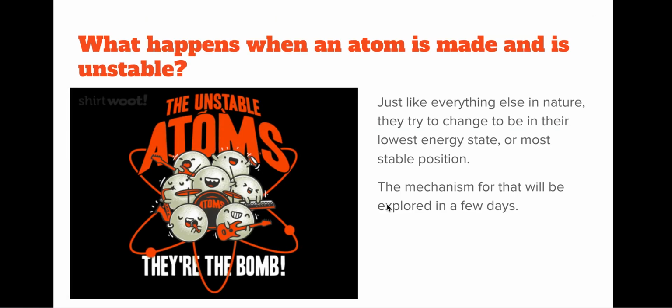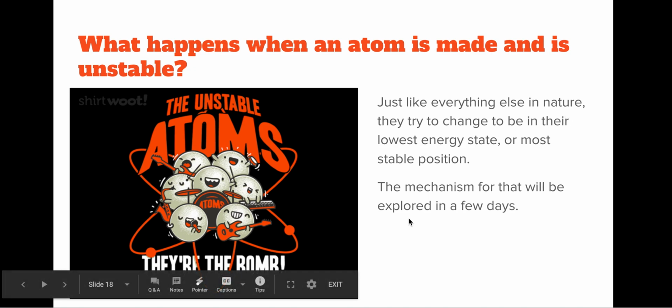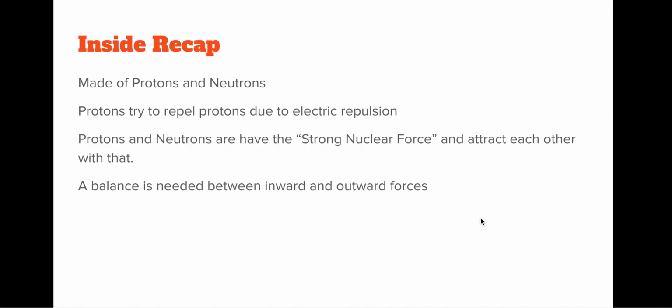What happens when atoms are unstable? That's when they go through their decay processes. And you've watched other videos on how those decay, alpha, beta, gamma. And the purpose of that is to get it to its lowest energy state or most stable position. And you've already explored that mechanism. Now this is just going back and looking at why does that happen.